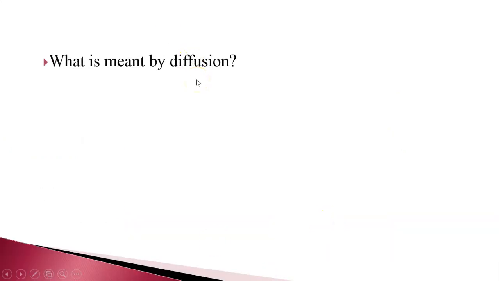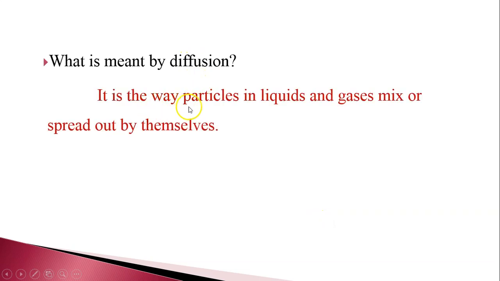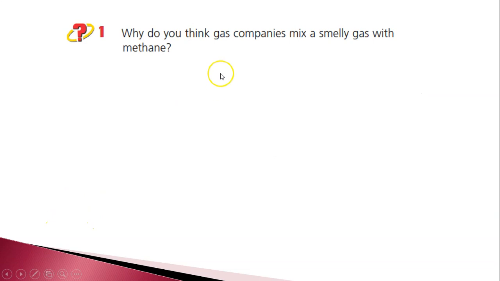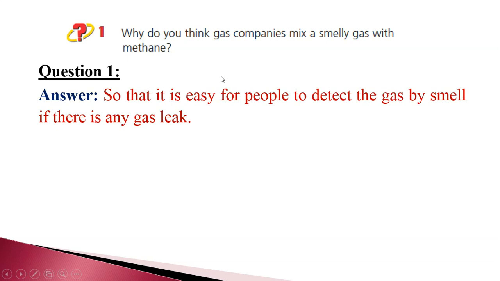Let us summarize what diffusion is. It is the way particles in liquids and gases mix or spread out by themselves. Gases diffuse because their particles are not attracted to each other. Why do you think gas companies mix a smelly gas with methane? The answer is so that it is easy for people to detect the gas by smell if there is any gas leak. If there is a gas leak and any spark of fire, what will happen? It will explode. In order to avoid it, the gas companies mix a smelly gas with methane.